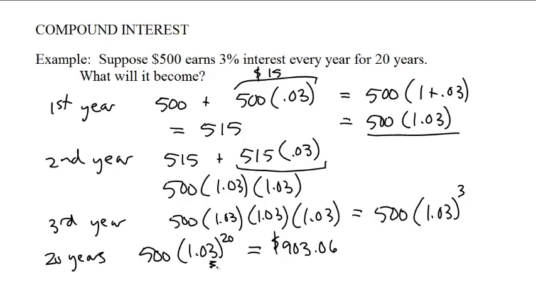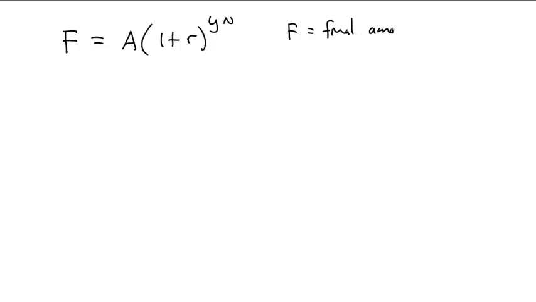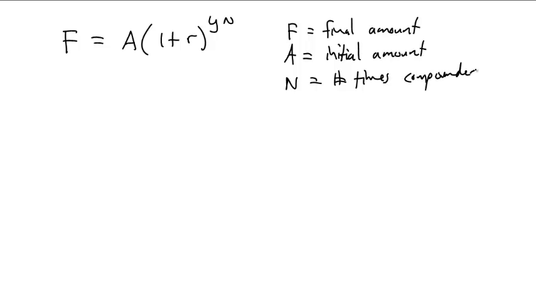But enough of that. Let me come up with the general formula. The general formula for compound interest is F equals A times (1 plus R) to the YN. F is the final amount, the amount of money you're going to end up with after your money's been in the bank for a long time. A is the initial amount, the amount of money you started with, the amount that you put in the bank and let ride for so long. N is the number of times compounded each year.